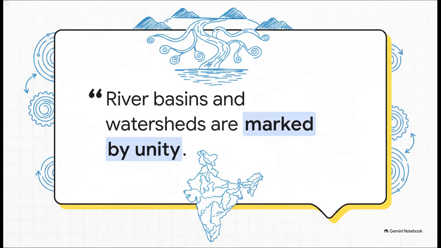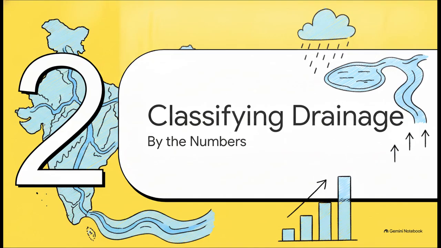But the absolute crucial point to take away here is this concept of unity. You literally cannot isolate one part of a drainage system. A change upstream, like say a new obstruction, a bit of pollution, or a shift in flow, inevitably changes the entire living system downstream. They act as perfectly unified, interconnected wholes, which, by the way, is exactly why they make such perfect boundaries for regional planning.